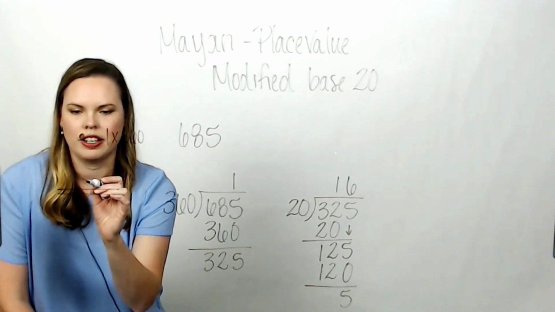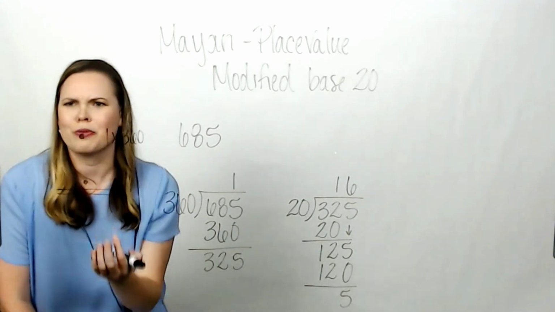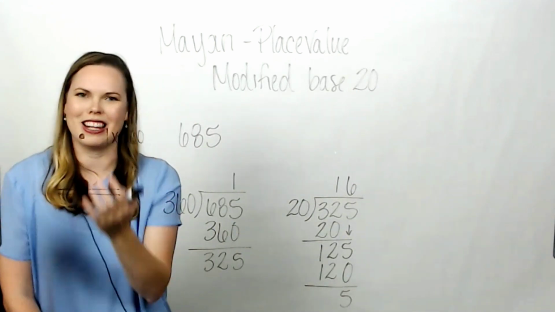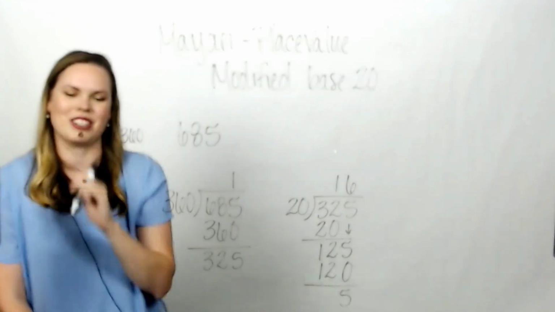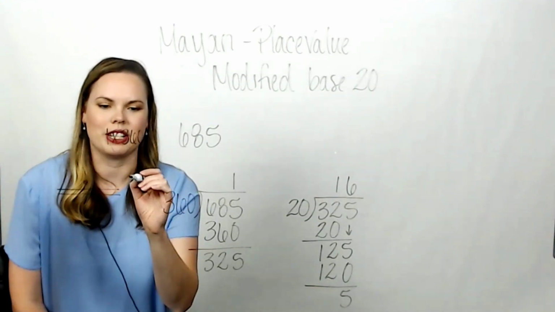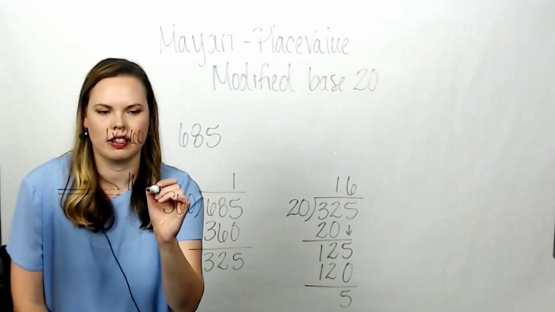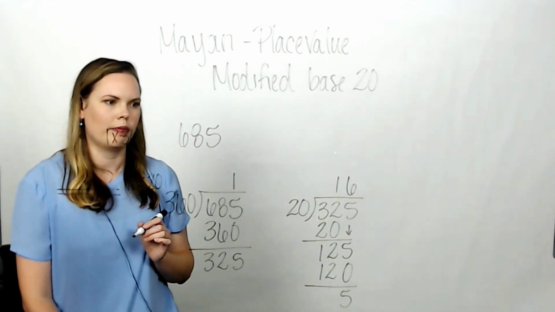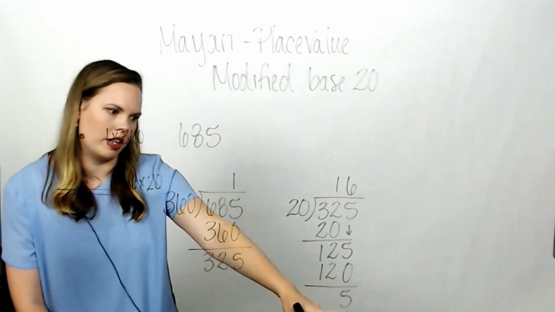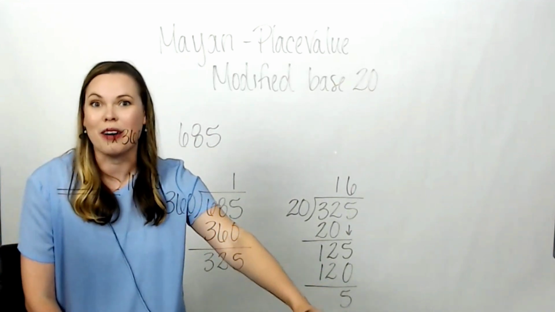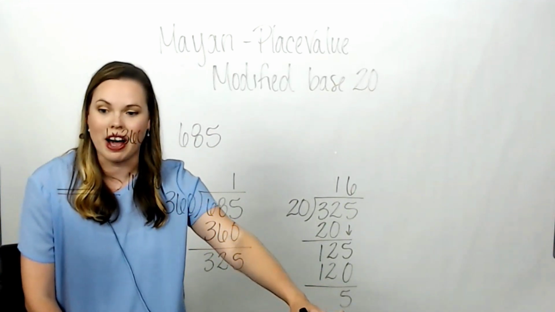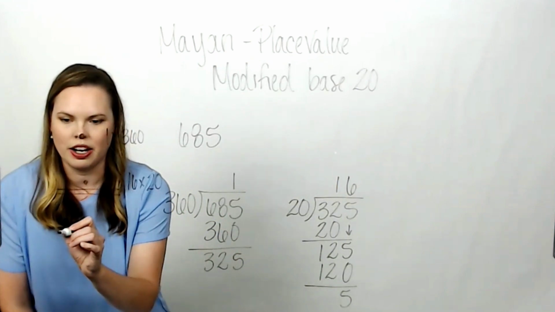So 5, 10, 16. Remember, it goes up, I guess, with the ones and then the 20s and then the 360s. So this is representing the 16 times 20. Okay. And then our units right here. So this is how many times 1 we go, like how many we have left. We have 5 units.